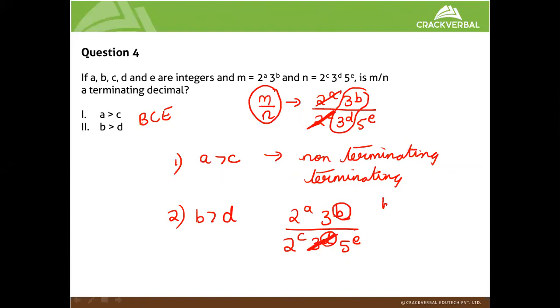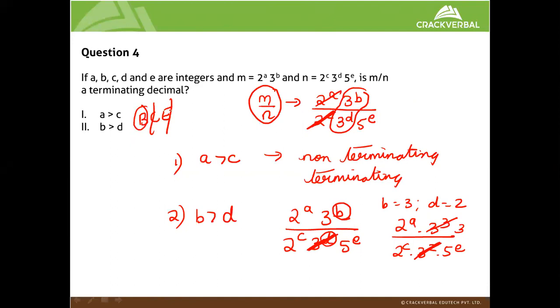For example, if B is equal to 3 and D is equal to 2, I'm going to get 2 to the power of A into 3 cube divided by 2 to the power of C into 3 square into 5 to the power of E. Now I have enough terms in the numerator to cancel out the two 3's in the denominator. So when I cancel out the 3 in the denominator, all I'm left with in the denominator are 2's and 5's. So the second statement clearly is sufficient for me to say that M by N is terminating. So the answer here is B. Okay with this, everybody? So the second statement is definitely sufficient, because it gives me a terminating fraction since I'm left only with 2's and 5's in the denominator.